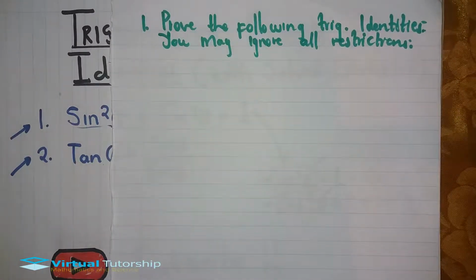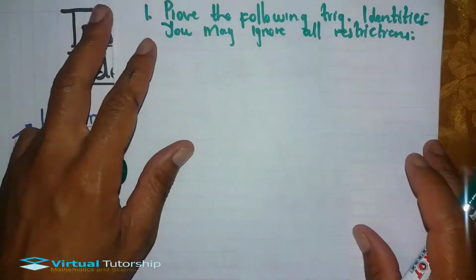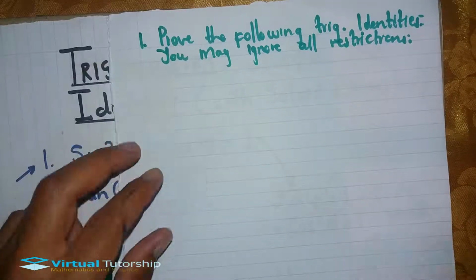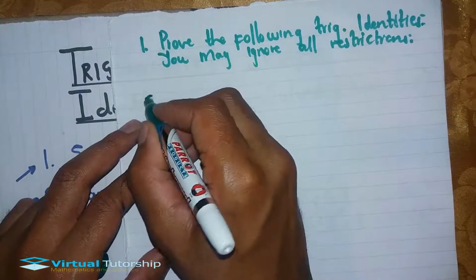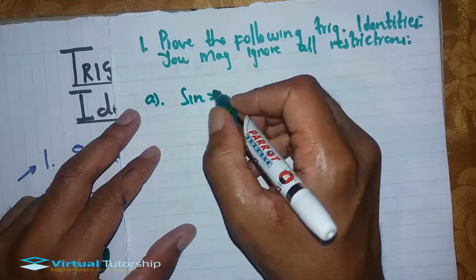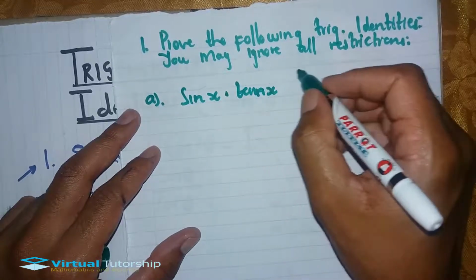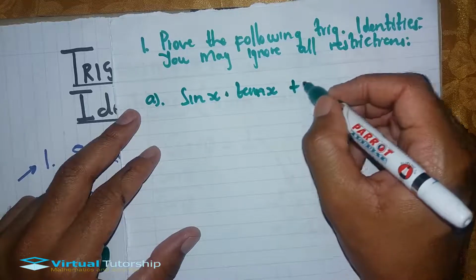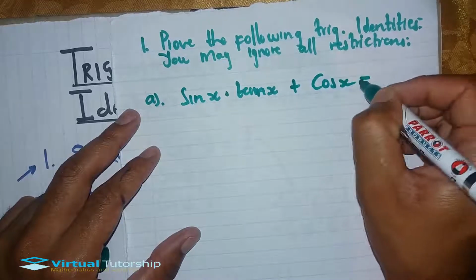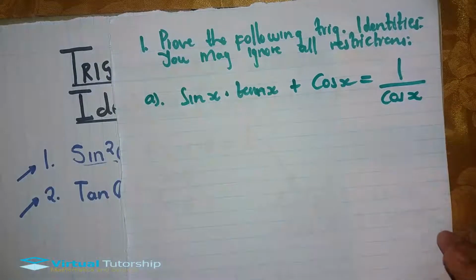Okay, number one, they say prove the following trigonometric identities. You may ignore all restrictions. Well, angwabhalanga lama expressions yet, but then the first one, A is sine x tan x plus cos x equal to 1 over cos x, ne?